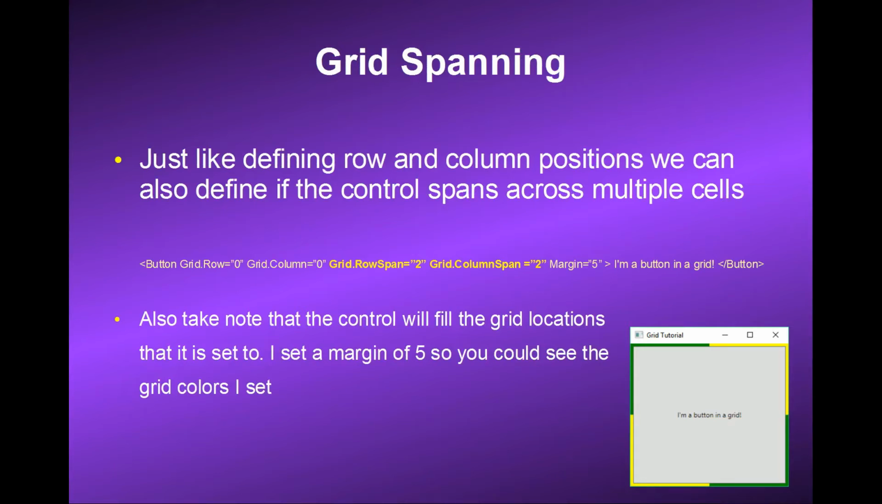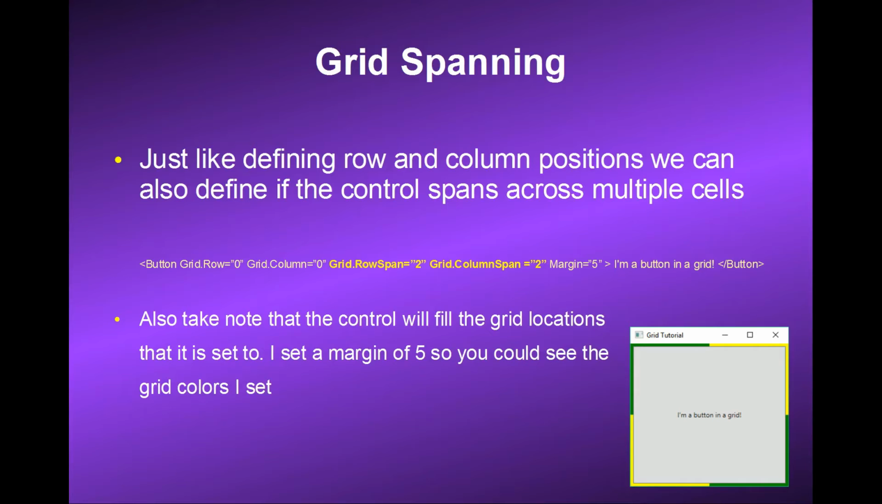Grid spanning. Just like defining row and column positions, we can also define if the control spans across multiple cells. So in this example, I actually moved it into a top left position of grid row 0 and grid column 0. But then I also set a grid.row span and grid.column span to 2, which spans the button from its assigned position, 0, 0, and allows it to move into two cells of rows and columns, creating this 4x4 button. I also, take note, I added in a margin of 5 because I wanted to be able to show you the background of the button, which is the colored cells, to show exactly how it's spanning and where it's positioned.